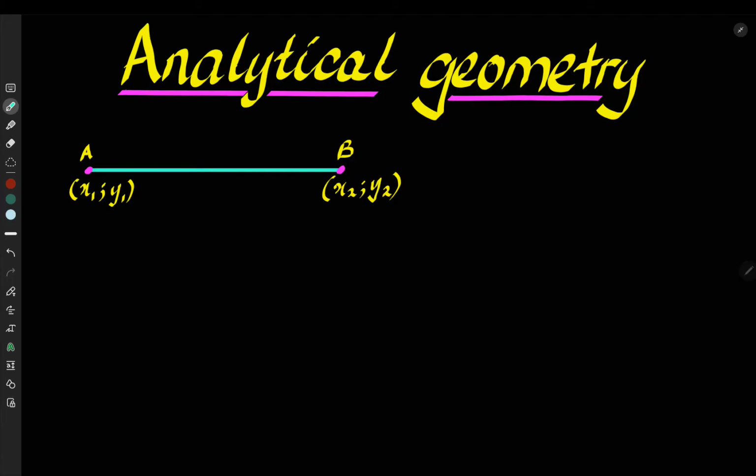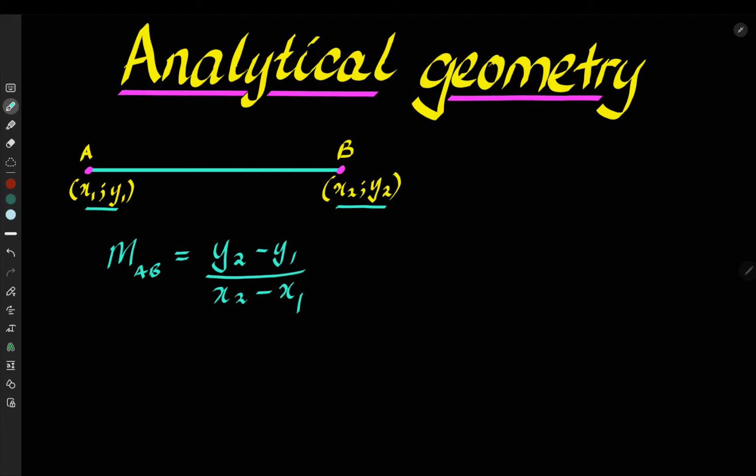Now, let's suppose you're given the line AB, which has the coordinates x1, y1, and also the coordinates of B, x2, y2. The gradient of the line AB, which is MAB, can be calculated using the formula: change in y, which is y2 minus y1, over x2 minus x1. This is the formula that you use to calculate the gradient.